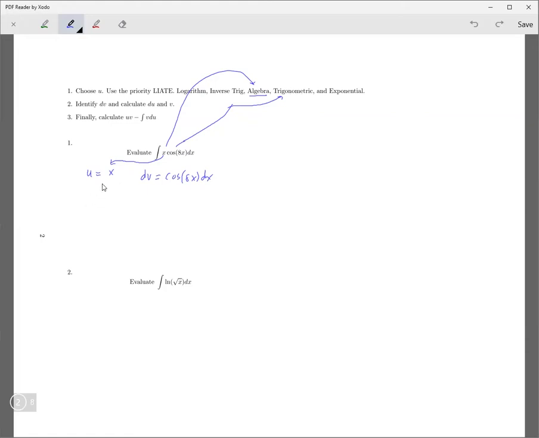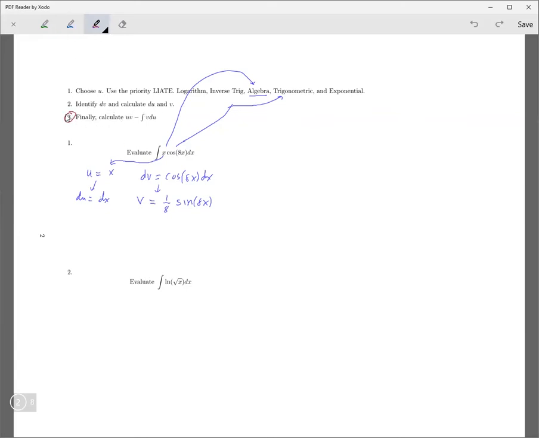So we identified dv, and now we calculate du and we calculate v. du would be the derivative of this, which would be dx. The derivative of x is just 1, so 1 dx. And then for dv, we take the integral of this to find our v. If you take the derivative of sine 8x, you're going to get cosine 8x times 8. So we will put in 1/8 there to counter that. So we have everything. We did step number 2.